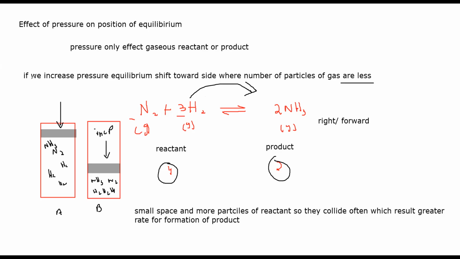So this statement is important. If we increase the pressure, equilibrium always shifts towards the side where the number of gas particles is less. So you check here, we have 4 particles of gas, 2 particles of gas. So where will equilibrium shift? Equilibrium will always shift towards the side where the number of particles is less if I increase the pressure.